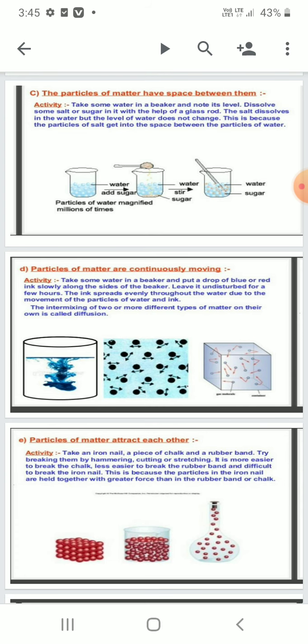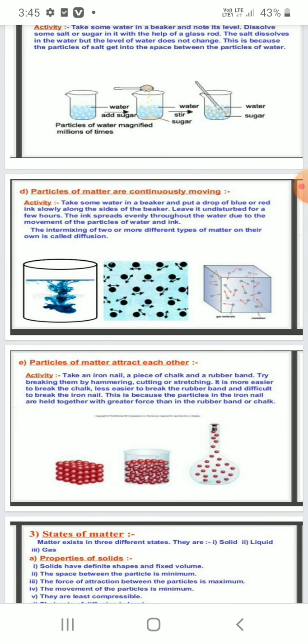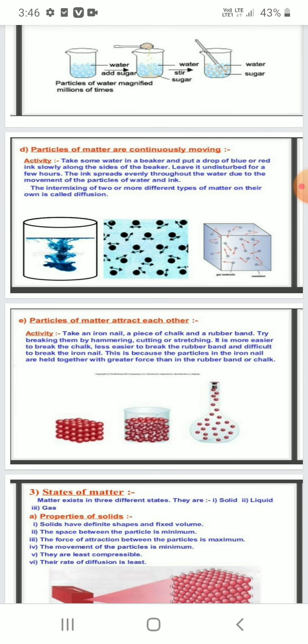The ink spreads evenly throughout the water due to the movement of particles of water and ink. In a transparent beaker you can do this experiment and see the particles of ink constantly moving in the water, because the particles are always moving. The intermixing of two or more different types of matter on their own is called diffusion. So we call it diffusion. Particles of matter are continuously moving, because of diffusion.